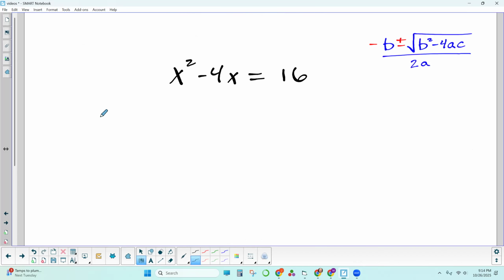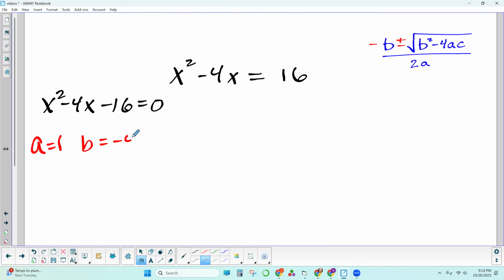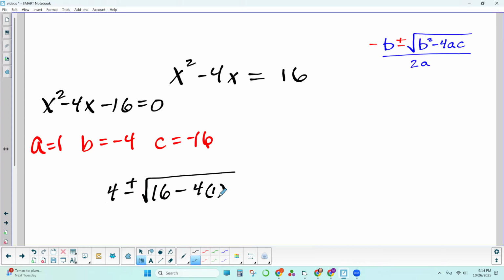All right, to put this in standard form, I'm going to go ahead and move the 16 over. All right, this time a is 1, b is -4, and c is -16. All right, so negative b is going to be a +4 plus or minus the square root of b squared minus 4ac all over 2a. Okay. All right, let's simplify.